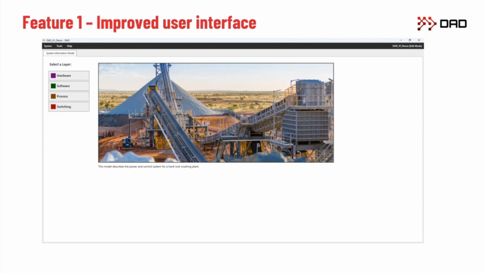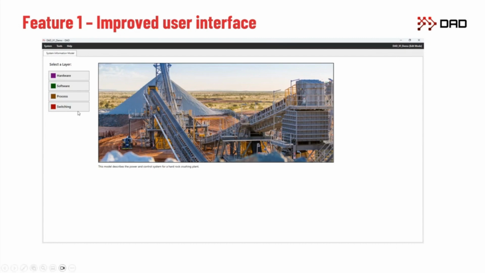You'll see on this first screenshot here that this front screen of DADX brings to life the actual asset for users. In this particular example, you can see a description at the bottom of this particular image that this model describes the power and control system for a hard rock crushing plant. It also sets up a better segregation of model layers that you can see here on the left of screen.